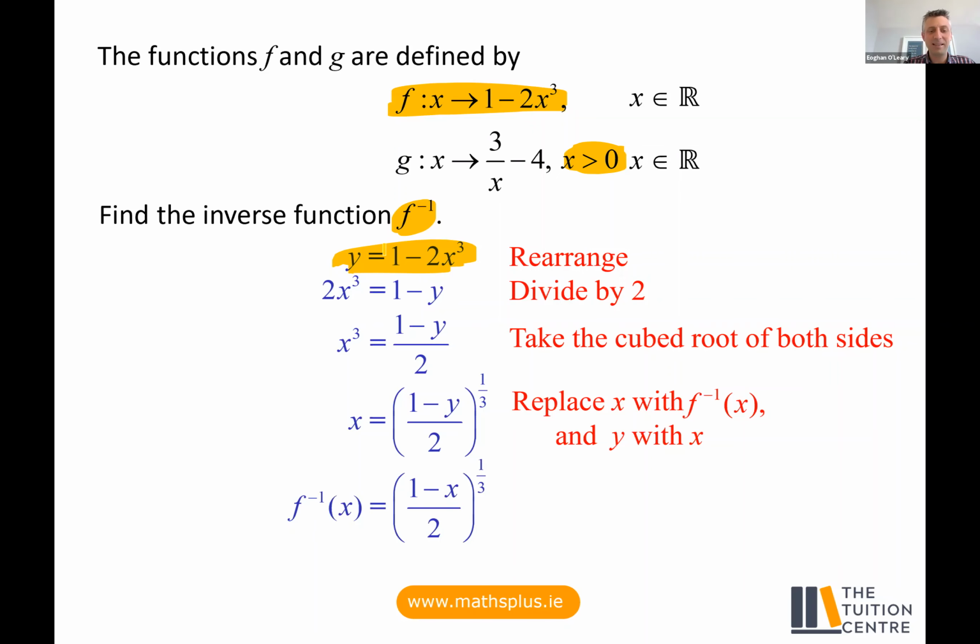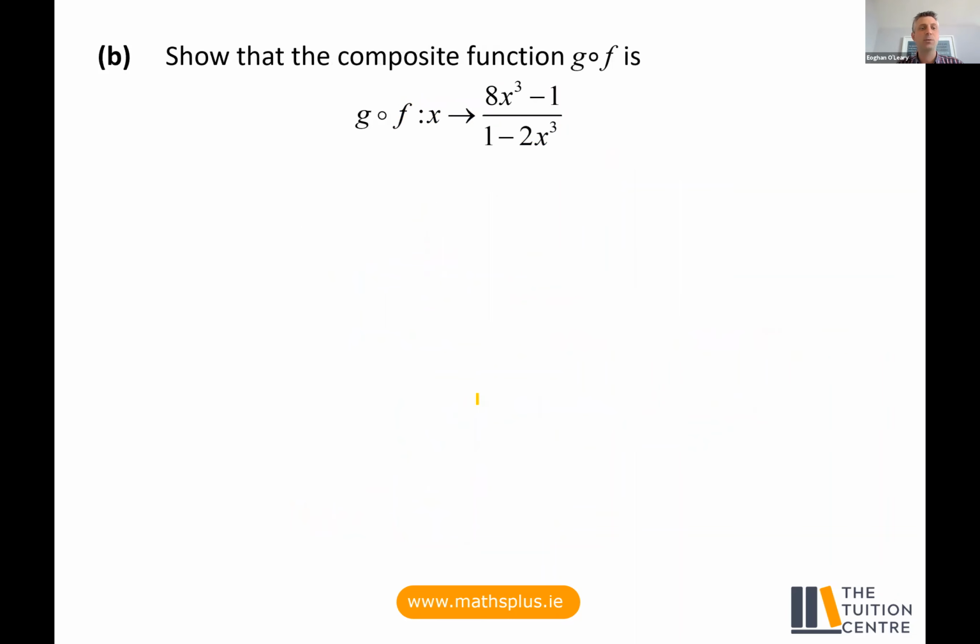And so you say the inverse function f inverse of x is equal to (1 minus x all over 2) to the power of 1/3. And that's it. That's all you had to do for 5 marks. So again, it's not the most difficult once you know what it is. Once you know that trick. Of course, you're not going to guess that trick. You're never going to guess to replace the y with x and x with f inverse. So you have to know it.